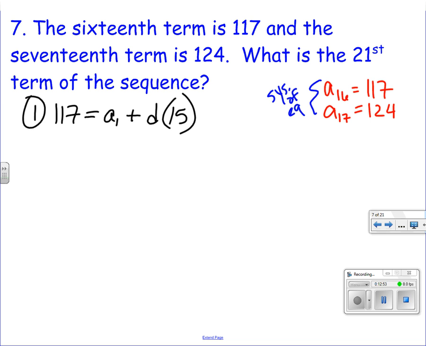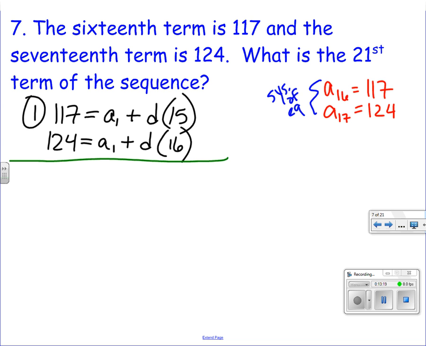Okay, now I have to set up the second equation underneath it. This time I'm going to put 124 equals, I don't know A1, I don't know D. What is the N that goes with 124? 17 minus 1, which is 16. Okay.